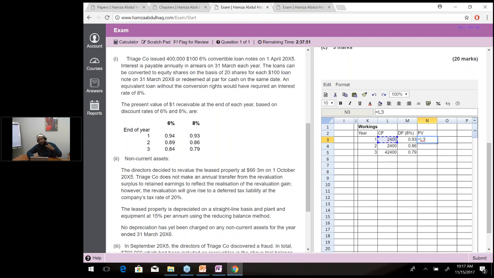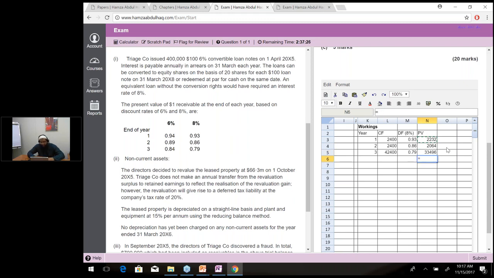So now I'm multiplying 2,400, using the arrow key to move left, multiplied by 0.93. So this will give the present value, and if I copy this using the shortcut key Control C and paste it, it will automatically be applied on year 2 as well. Similarly, I'm going to paste it again in year 3. So I've got all of the 3 values.